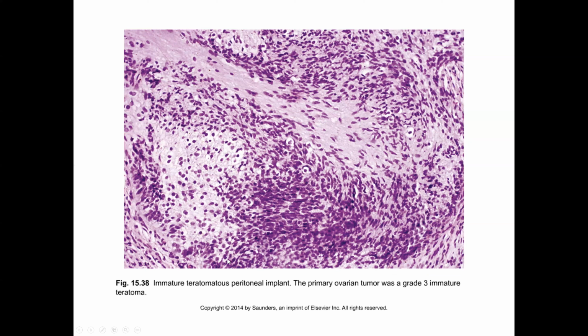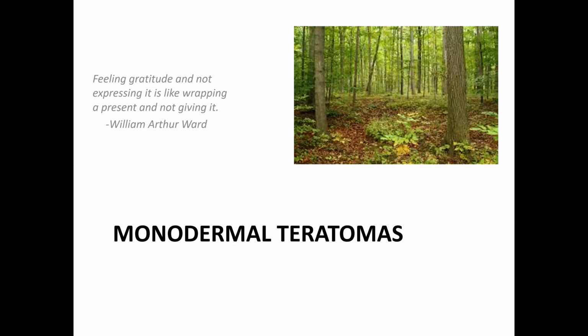Here's an immature peritoneal implant. As you can see, very cellular tissue, not much in the way of a neural tube or rosette formation, but mitotically active and quite cellular, that would create some concern for malignancy if found in the wrong location. So let's go on and talk about monodermal teratomas. In other words, germ cell neoplasms that have only one germ cell layer.